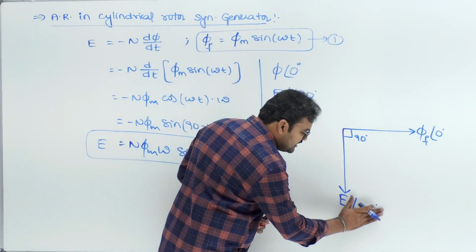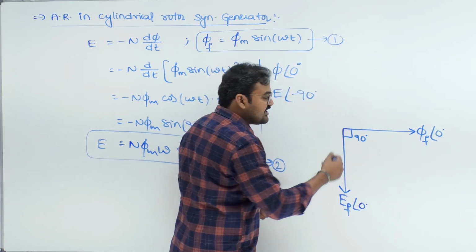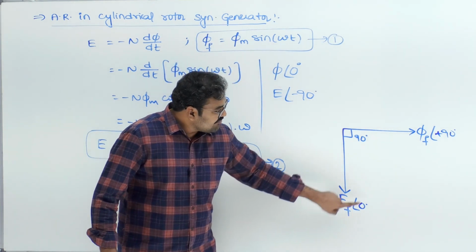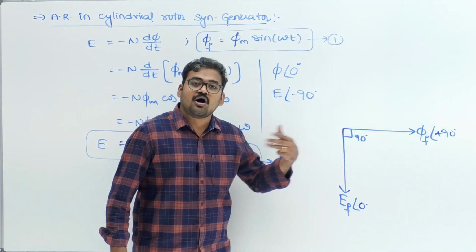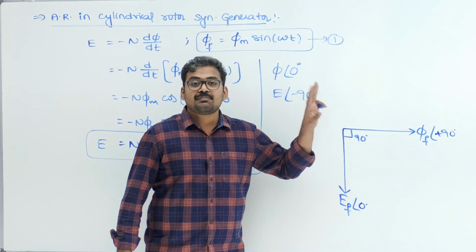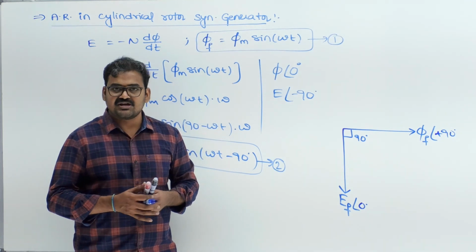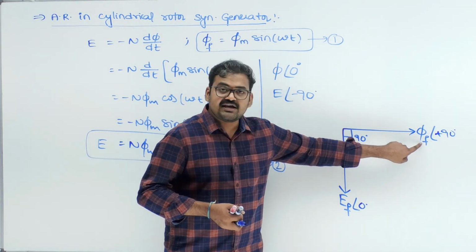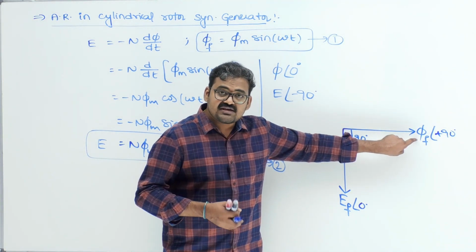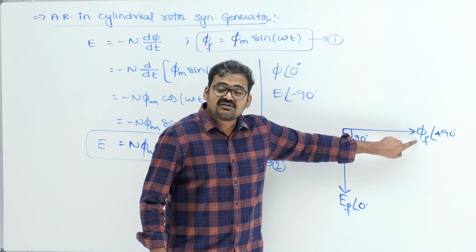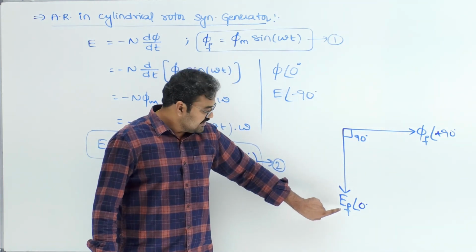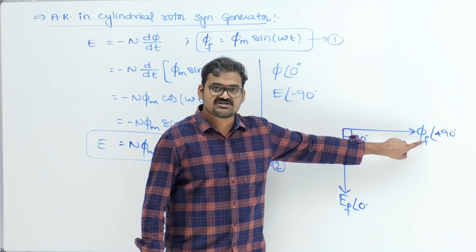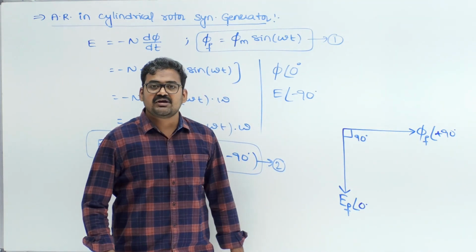You understand my point? So, induced EMF is always lagging the flux by 90 degrees. Suppose you assume induced EMF is at an angle 0 degrees, then field flux will be at an angle plus 90 degrees. So induced EMF is lagging the flux by 90 degrees, or flux is leading the EMF by 90 degrees. Both are similar statements. Understand? This is the basic understanding that we should have. And this flux is called the field flux. That field flux is developed by the rotor winding, but it will induce EMF in the stator winding. This is the induced EMF in the stator winding. This is the flux developed by the rotor winding.